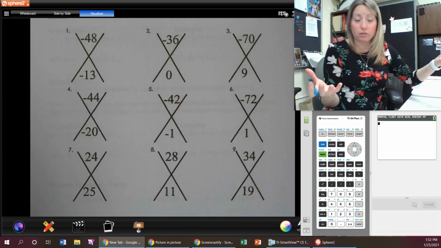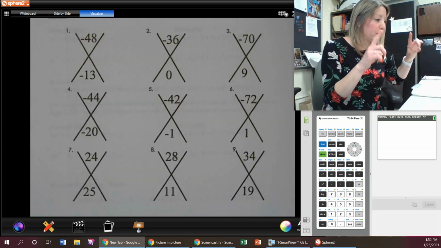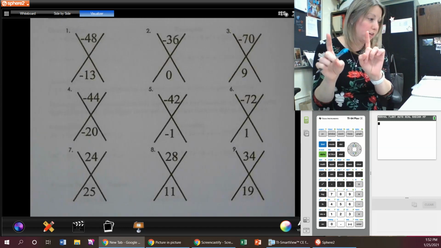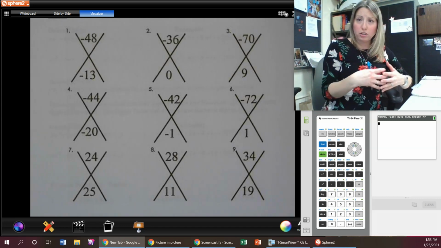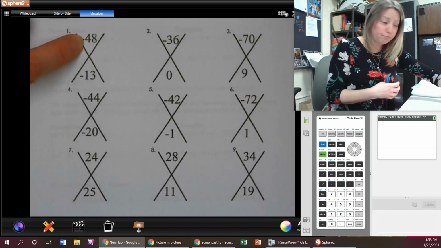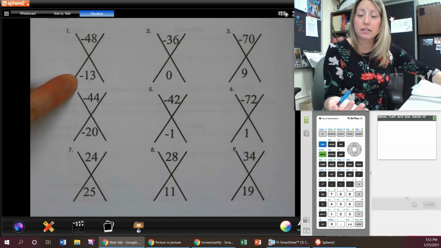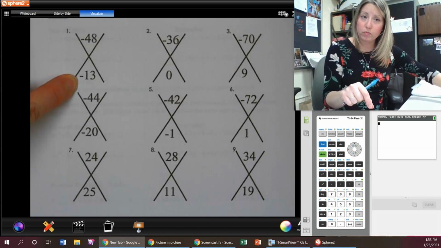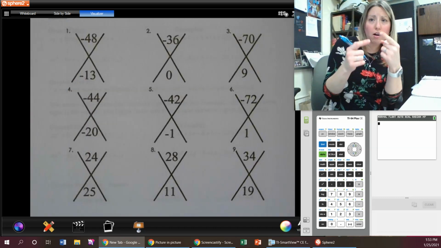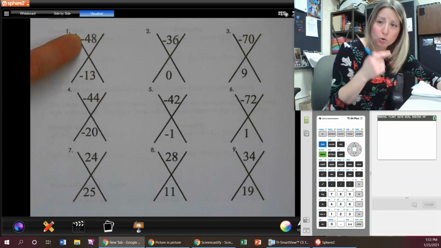Okay, I'll read the directions. In each of these diagrams, the two numbers on the sides of the X, so each side here, that's the numbers we're going to find, they multiply together to get the top number, and they add or subtract to get this bottom number. So basically what you want to be thinking of are what are the pairs that multiply together to give us this top number right here.